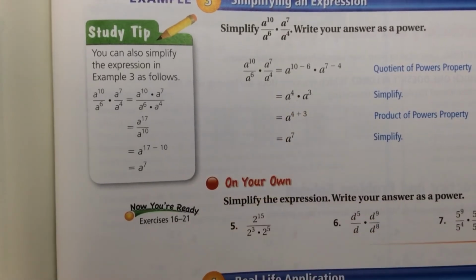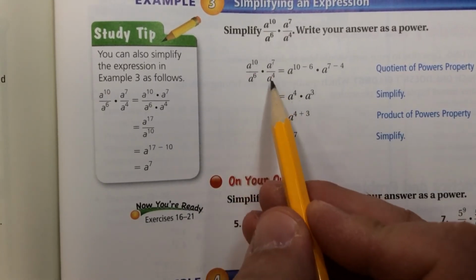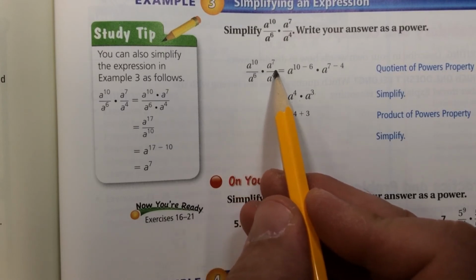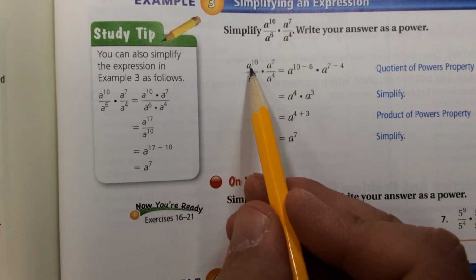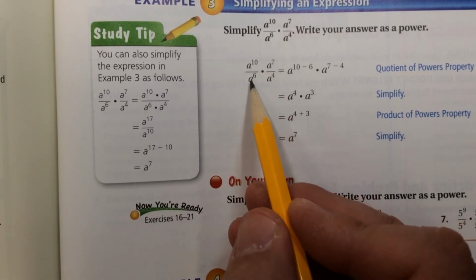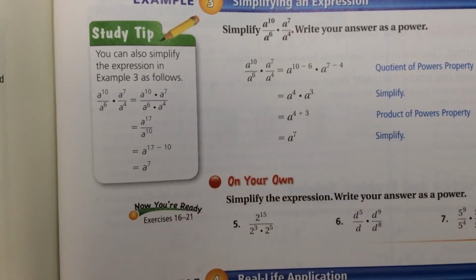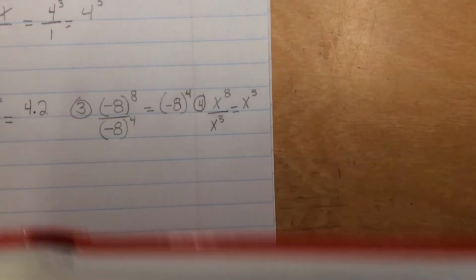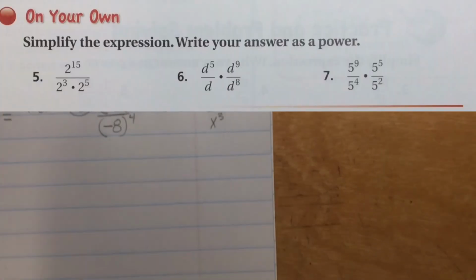Now, another thing we could have done when you're multiplying these is just make that a humongo vinculum right there. We could have combined these first, combined these second, and then do the subtraction afterwards. And now we're on to a couple more on your owns.